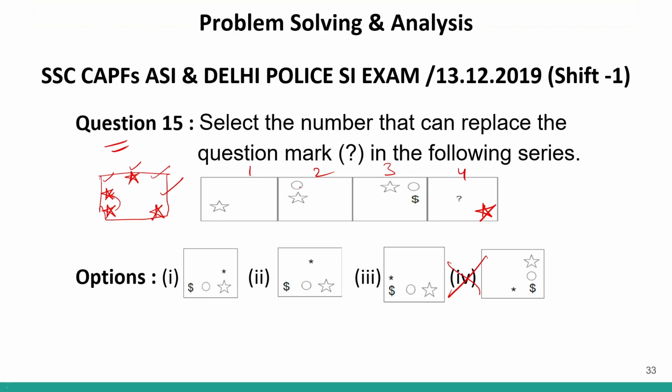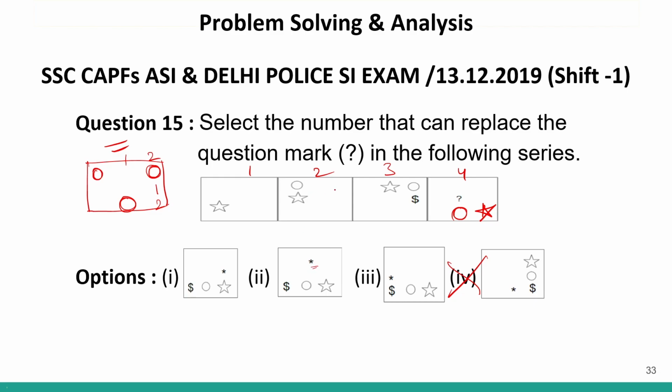Okay. Now let us look at the circle. This is the square. The circle is at this position in figure number 2. Then it moved to this position, which means it moved 2 positions forward, 1 and 2. So now it will move 3 positions forward: 1, 2 and 3. So the circle will be over here. It is the same in all of them. The dollar sign is also the same. So let us check for this sign.